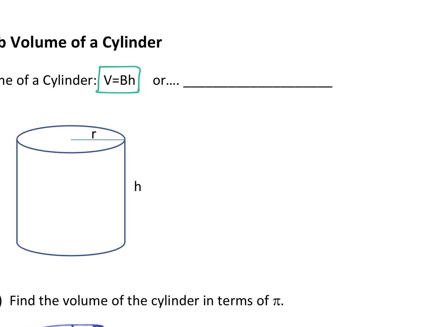But if you want to think of that in terms of a circle, we could say volume equals, what is B when there's a circle involved? Pi r squared. So you could think of it like this, pi r squared times h. Okay, I will give you this one. So just keep that in mind.